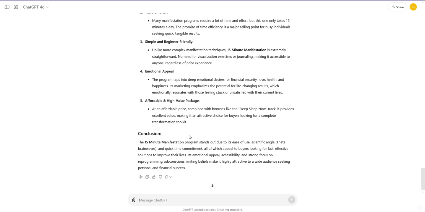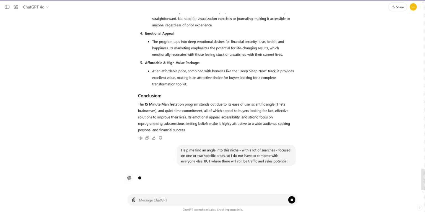A little prompt that you can use is: help me find an angle into this niche with a lot of searches focused on one or two specific areas, so I do not have to compete with everyone else, but where there will still be traffic and sales potential. Okay, this is an extra bonus one that you can put in, and here we go.